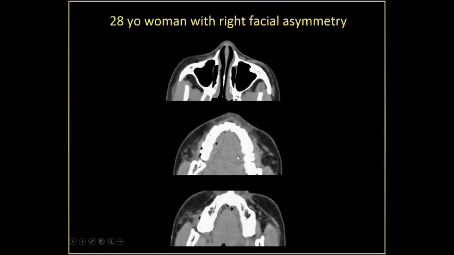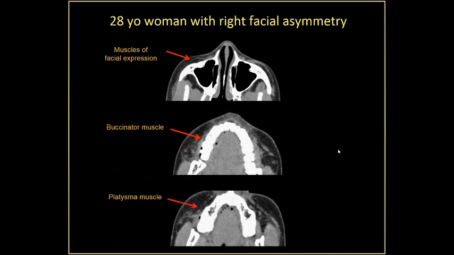Now, if you go back to our case, these are some additional images on our 28-year-old female with facial asymmetry. On the top image, we can see that there's a muscle here that's very much atrophic compared to the other side. In addition, the buccinator muscle, also innervated by the facial nerve, is atrophic. And then finally, the platysma muscle lower down is also innervated by the facial nerve, and it's atrophic. So if you look closely, you can find some of these more subtle findings.